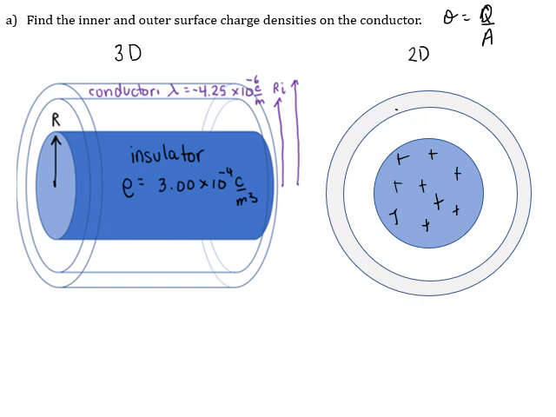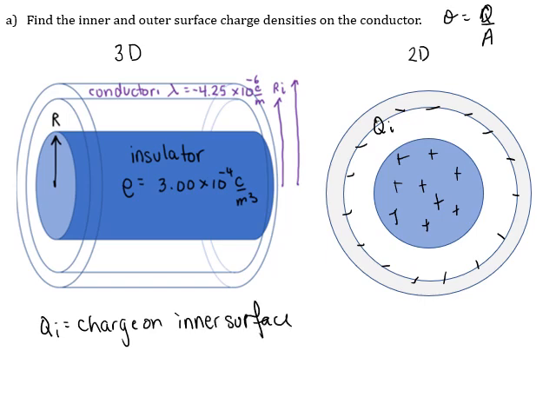So what's going to happen is that on the inner surface of the conductor, we're going to get some negative charge. Okay, those are all minus signs. The amount of charge, let's call that Q, and let's put an i on it for inner surface. Qi equals charge on inner surface of conductor. We'd like to find out how much charge is here because we need to do the charge divided by the area to figure out the charge density.